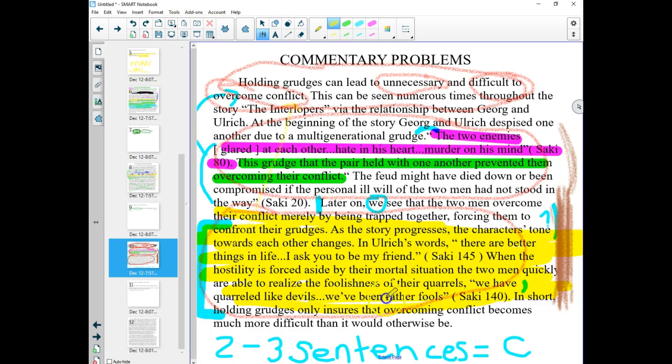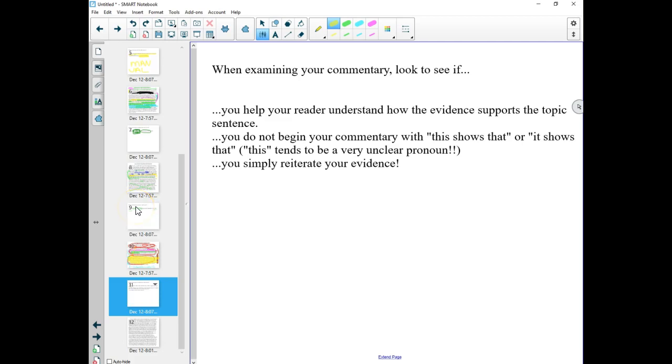Okay, so that to me was an issue. And again, that happened a lot, where we either have stuff that doesn't relate to our theme, or we have commentary that simply restates what our evidence said, like the student did multiple times throughout the paper here. So I want you to take a look at your commentary. Does your commentary help your reader understand how the evidence supports the topic sentence, and in this case, the theme? I didn't talk about it much in the example because the example didn't do it a whole lot, but I still saw this: "This shows that," or "it shows that."